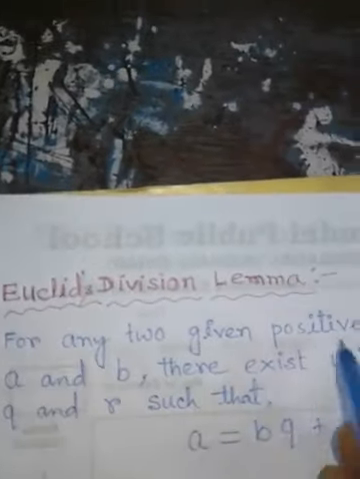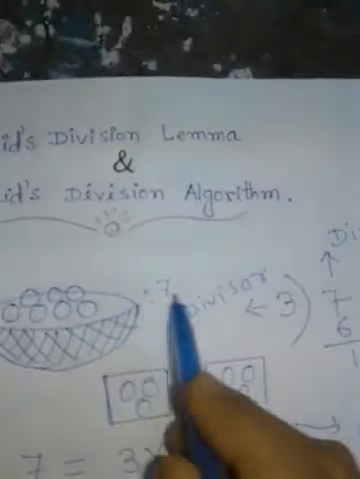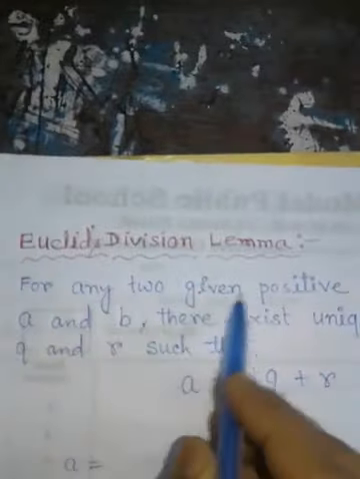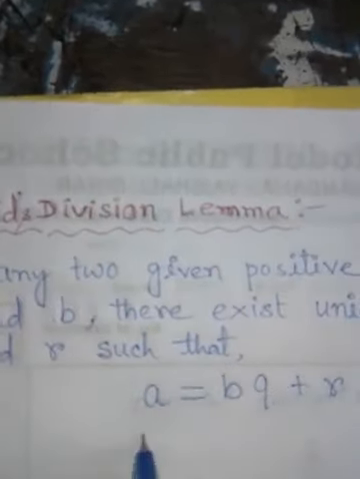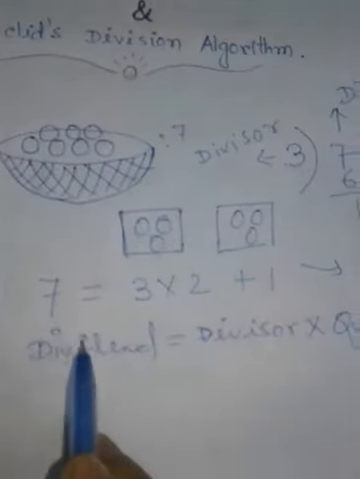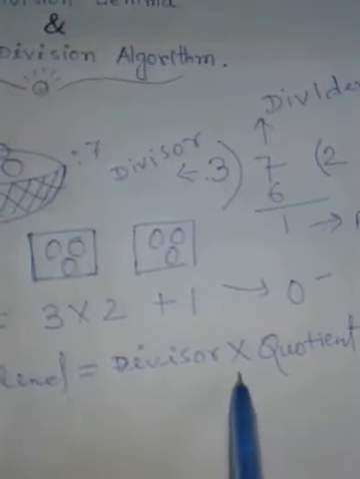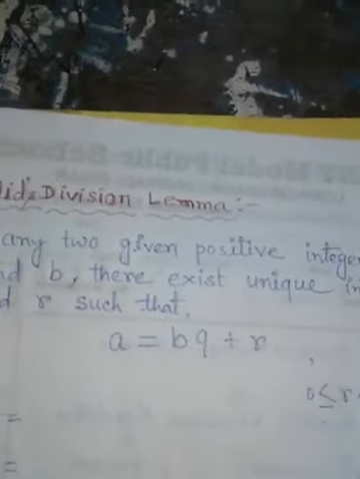Now, Euclid's division lemma. Euclid's division lemma says for any 2 given positive integers a and b, first we have 2 numbers, 7 and 3. 7 and 3 are positive integers. For any 2 given positive integers a and b, there exist unique integers q and r such that a equals bq plus r. Follow the example: 7 equals 3 into 2 plus 1. Dividend equals divisor into quotient plus remainder. Euclid's division lemma is totally related to the divisibility of integers.